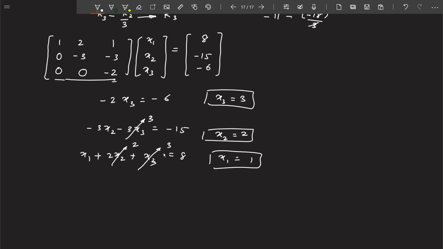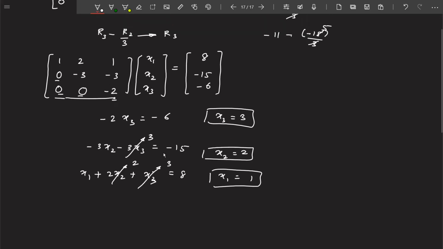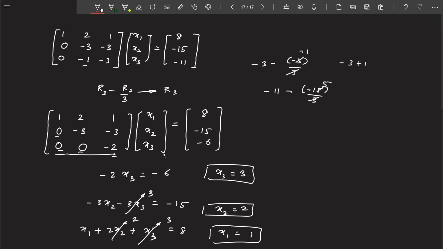Now this method is known as back substitution. We'll find out x3 and we'll substitute it in the x2 equation, you'll find out x2. We'll substitute it in this equation, you'll find out x1. This is known as back substitution. And the method of making this 0 is known as forward elimination. So this is how you are going to use your Gauss elimination to find out the solution.